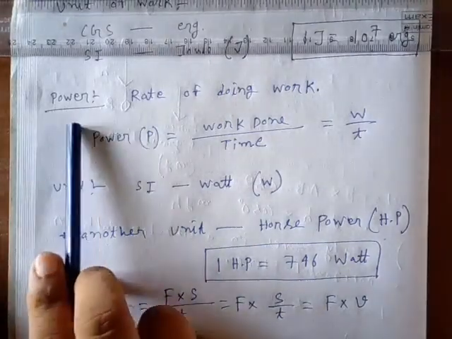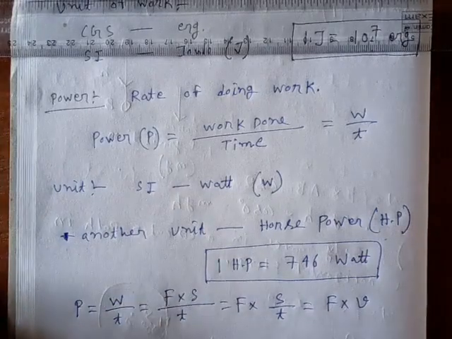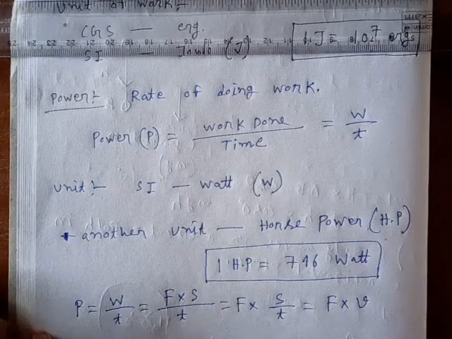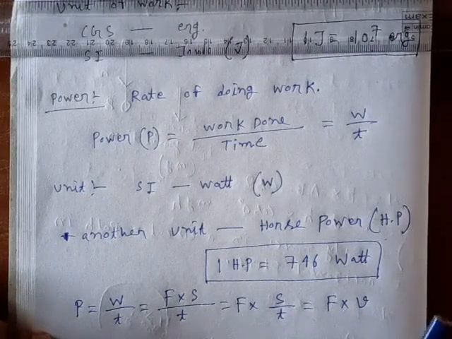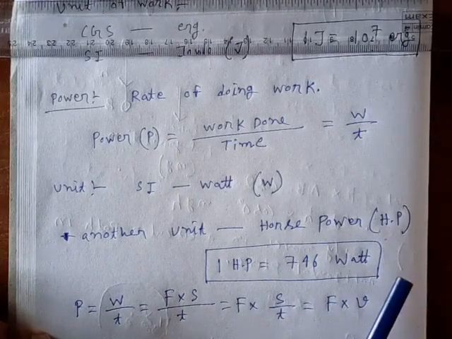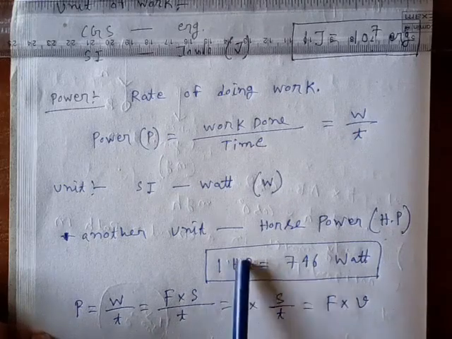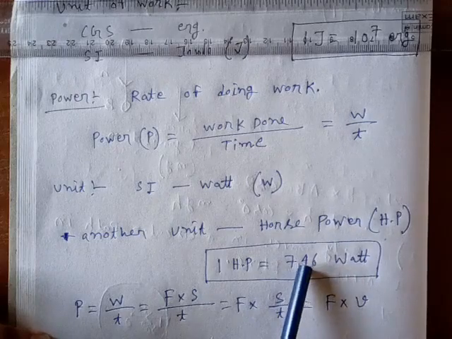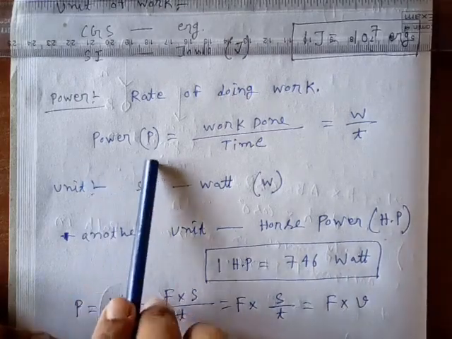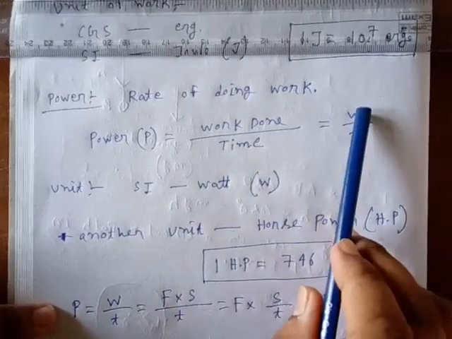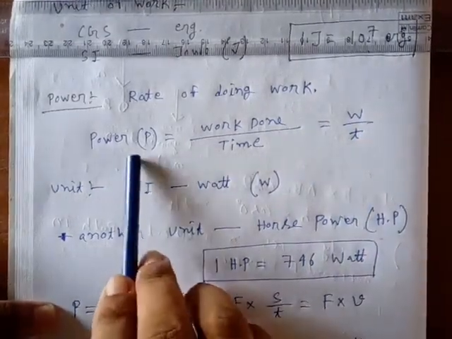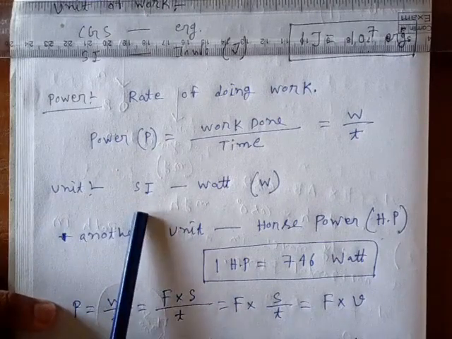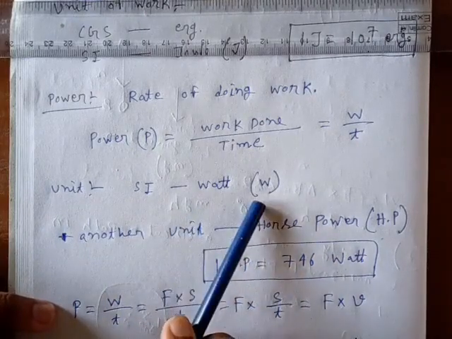Now let's see what is power. Power is the rate of doing work. Suppose a machine does W amount of work in T seconds, then in unit time that machine does W by T amount of work. That is, the power of the machine is given by W divided by T. So power is given by W divided by T. And the unit of power in SI unit is watt.